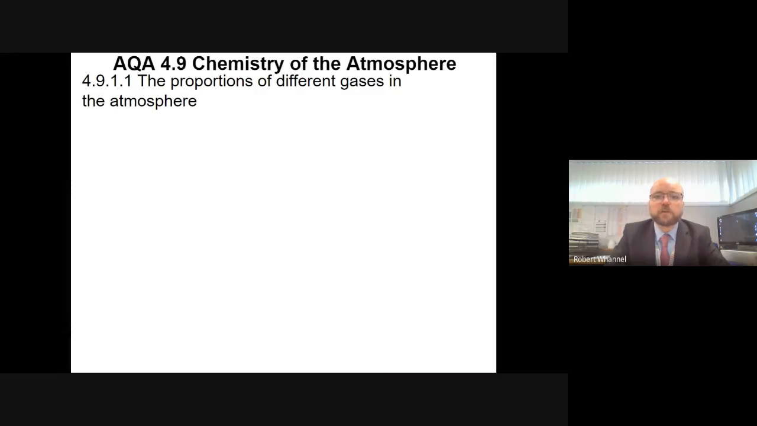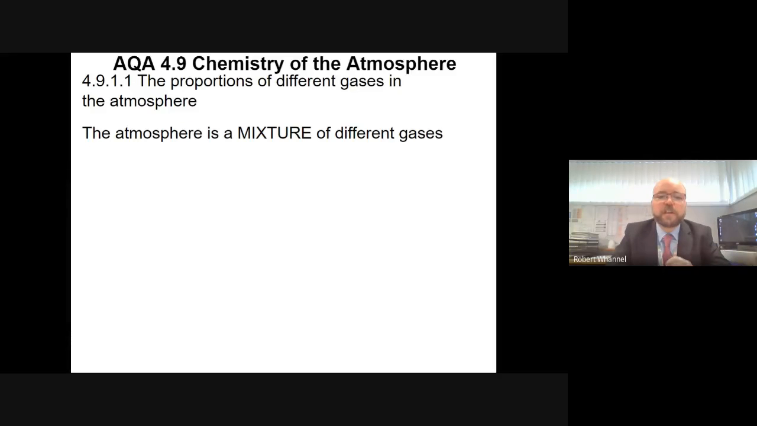Hello, this video is to talk about GCSE chemistry for the AQA specification, and it's unit 4.9, chemistry of the atmosphere. And I'm going to start off with the first two subtopics, which is to start the proportions of different gases in the atmosphere. Now, this, first of all, starts with us realizing that the atmosphere is a mixture of different gases, and it is actually variable exactly what you will have in any particular part of the atmosphere. But we can talk in broad terms of the most common gases that are in this mixture.